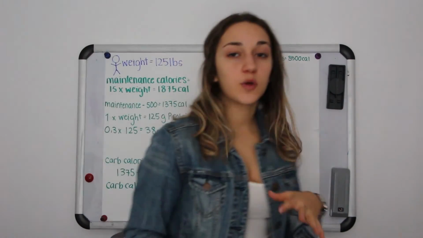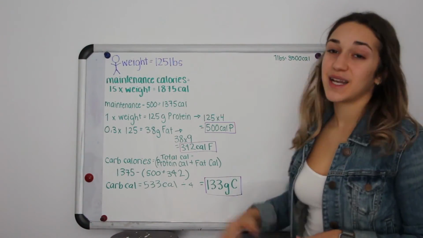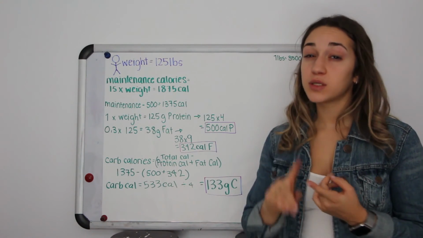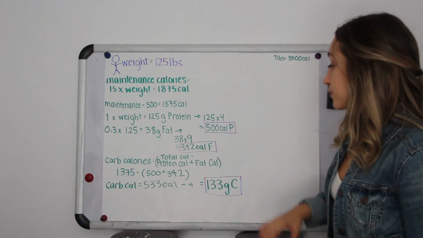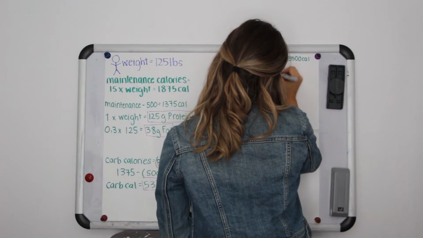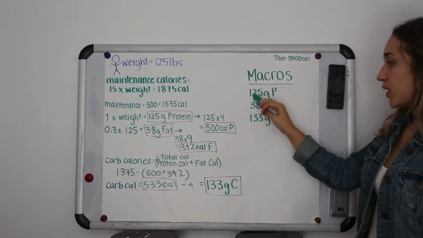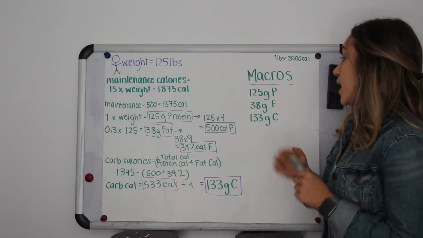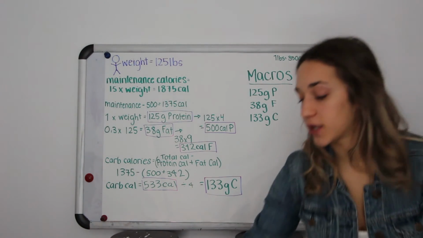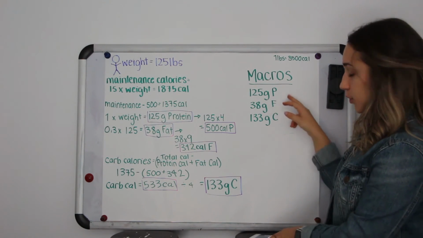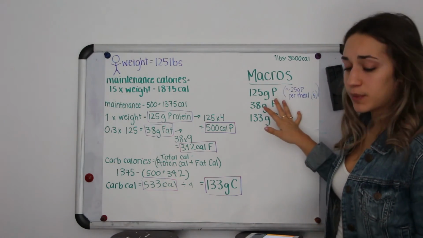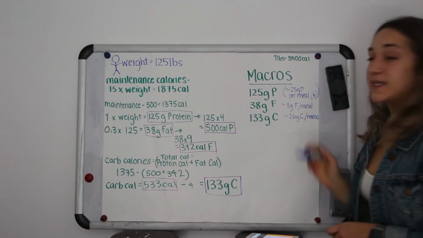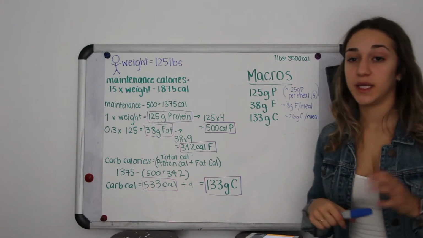Okay, so now when you want to set your diet, you're going to want to divide this into about 5 to 6 meals. So 3 bigger ones maybe and 2 snack meals, but you want to get protein, carbs, and fat in every meal. So that's generally where you start. So you have 125 grams of protein, 38 grams of fat, 133 grams of carbs, and you want to divide that into 5 meals. So give or take, you're going to have about 25 grams of protein per meal, about 8 grams of fat per meal, and maybe 26 grams of carbs per meal if you're dividing it equally into all your meals.